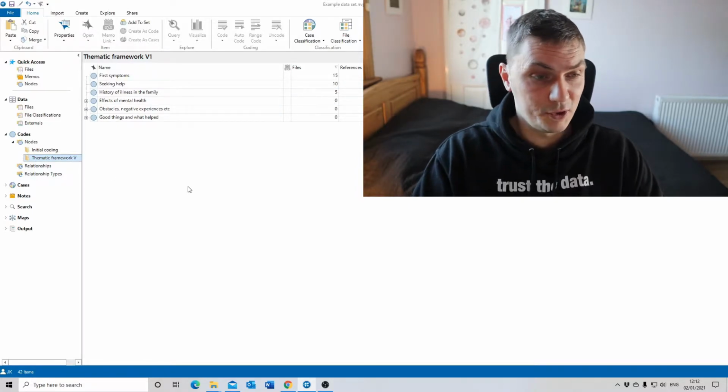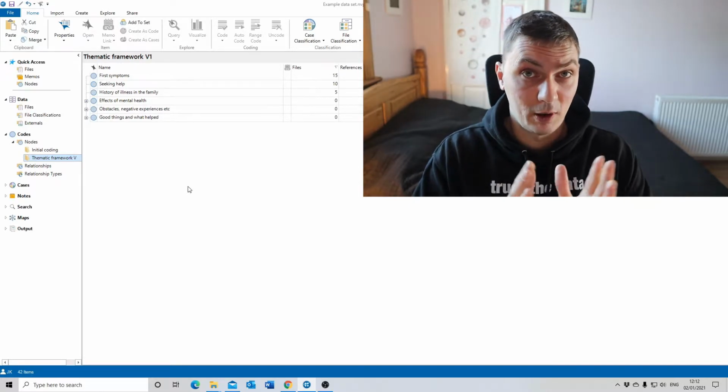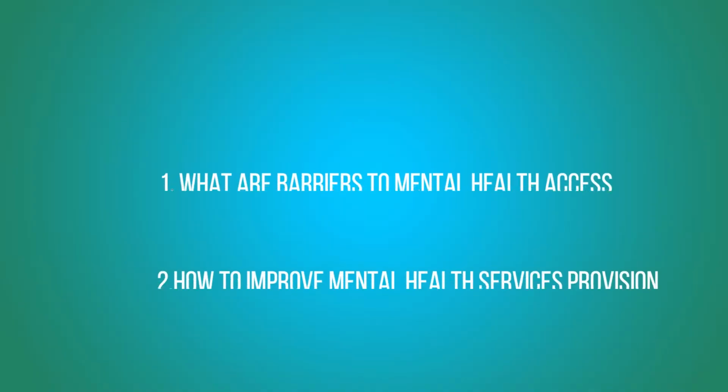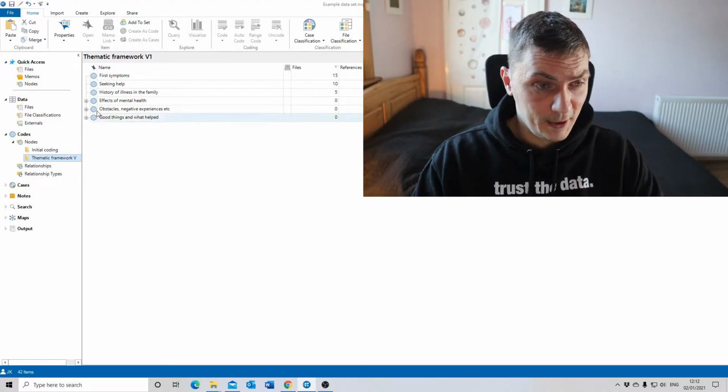So in version 1 of my framework, remember now, let's go back to our research questions. So what are barriers to mental health access and provision? That was my first research question. And the second one was how to improve mental health services and provision. And this will be important now. So look at what I have here.